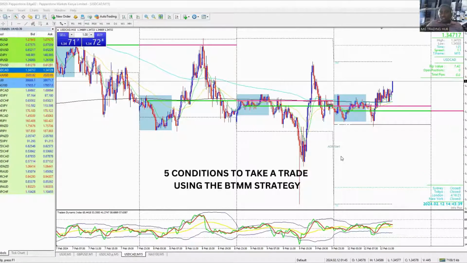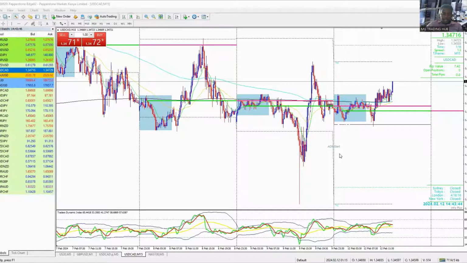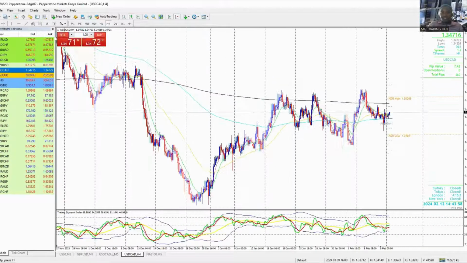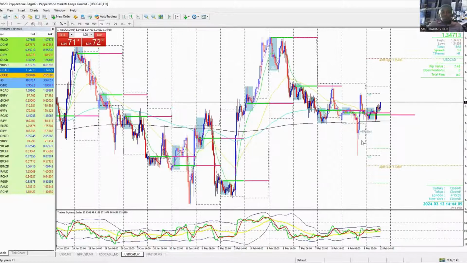These are the 5 conditions for you to take a trade using the BTMM strategy. Basically, you have to understand how they work for you to be able to identify them. Number 1 is what we call the long-term trend. You have to know whether the price is going up or going down, whether you're going to look for a sell trade or a buy trade. All right, that's condition number 1.